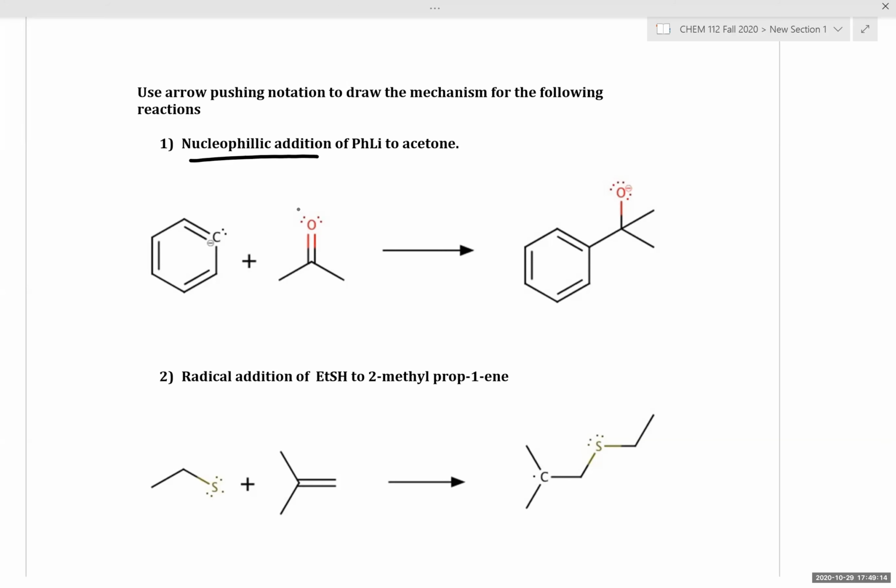Would anyone like to propose, given what we've seen for these nucleophilic addition reactions, would someone like to try drawing out an arrow pushing mechanism for the following reaction?